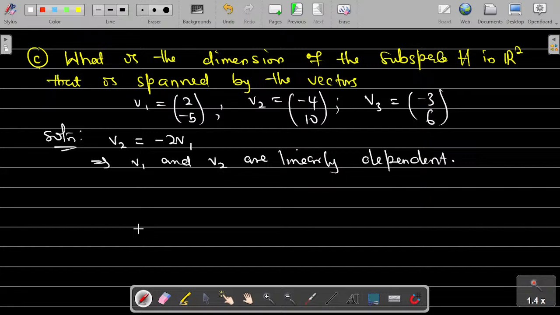And then they said, on the other hand, V1 and V3 are linearly independent. That's another statement there which you are to fill. So V1 and V3 are linearly independent, because you can clearly see that none is a multiple of the other.